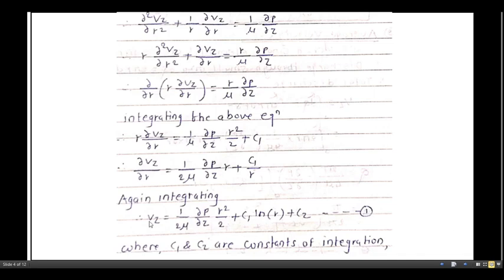Now if you observe, this equation is nothing but the velocity distribution along the z direction, where c1 and c2 are the constants. Once we get the values for c1 and c2 by putting in the boundary conditions, we can get the total velocity distribution along the z direction.